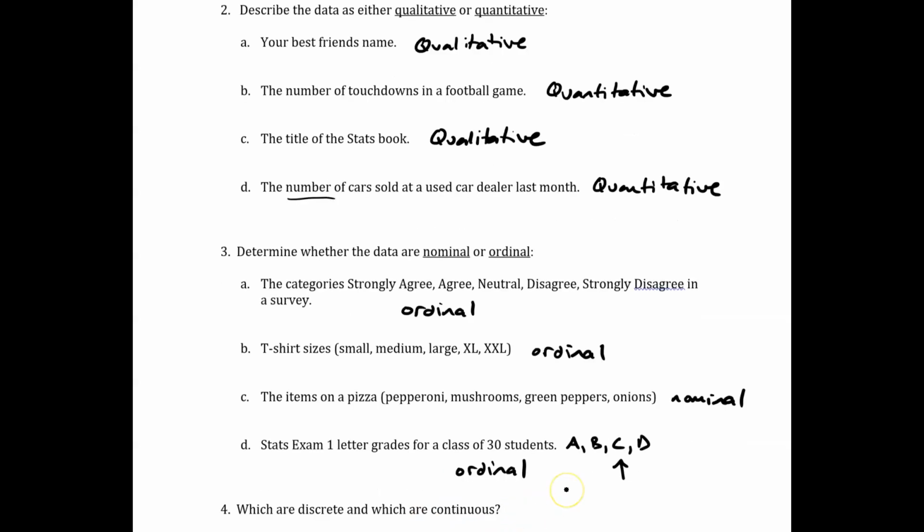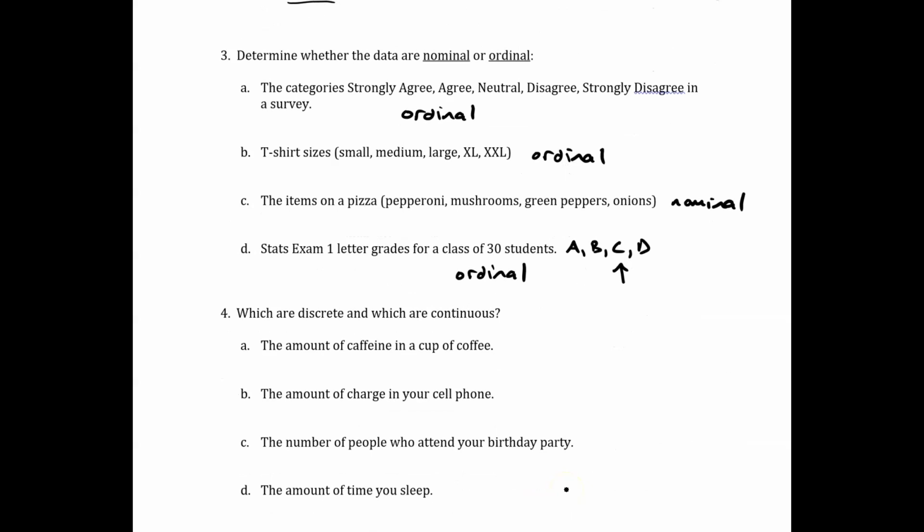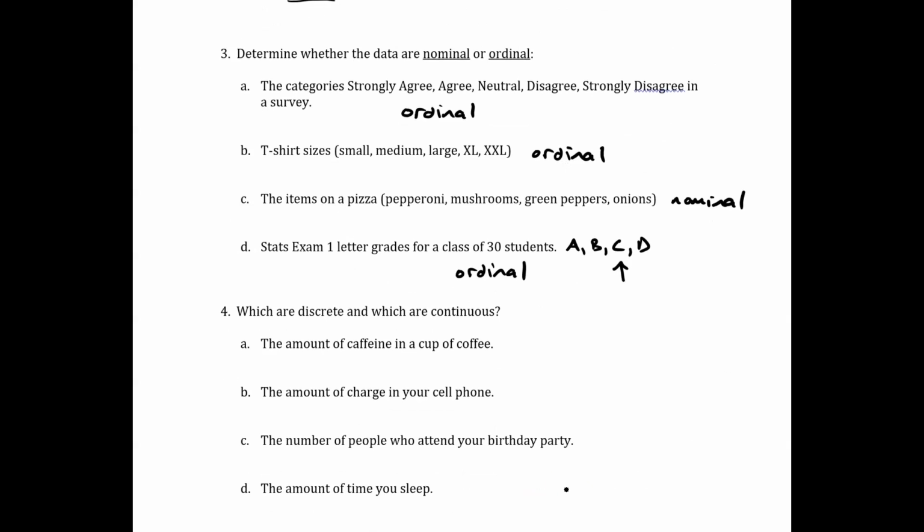Okay, let's take a look at the last question here. Which are discrete and which are continuous? So now we're talking about quantitative variables or quantitative data. The amount of caffeine in a cup of coffee. Now, a lot of times that is advertised as a whole number, but you probably don't have a whole number of milligrams of caffeine sitting in that cup of coffee. And so this is actually a really tough question to answer. I would almost say here that this is going to be based upon the data.